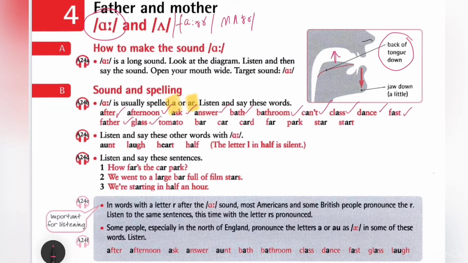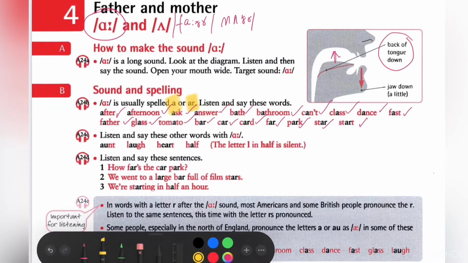I hope you are repeating with me. Tomato, tomato. It's not tomato. Tomato is American, right? Tomato. Car, car. Card, card. Far, far. Park, park. Stop, stop. Start, start. Okay? So, some words, for example, just in the case that you have here below, let me mark them.